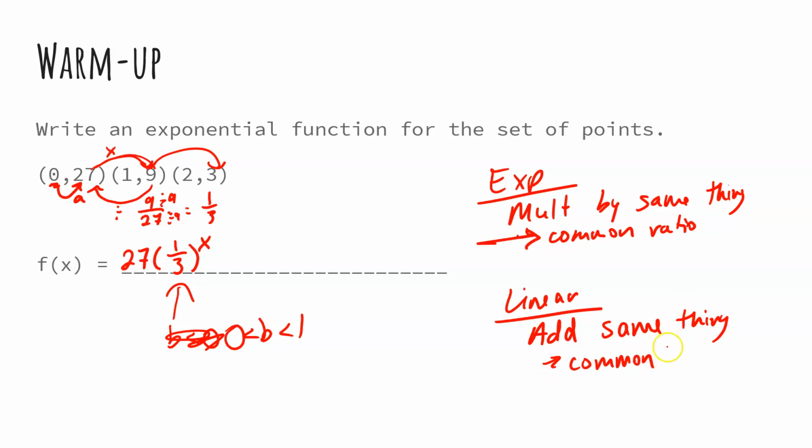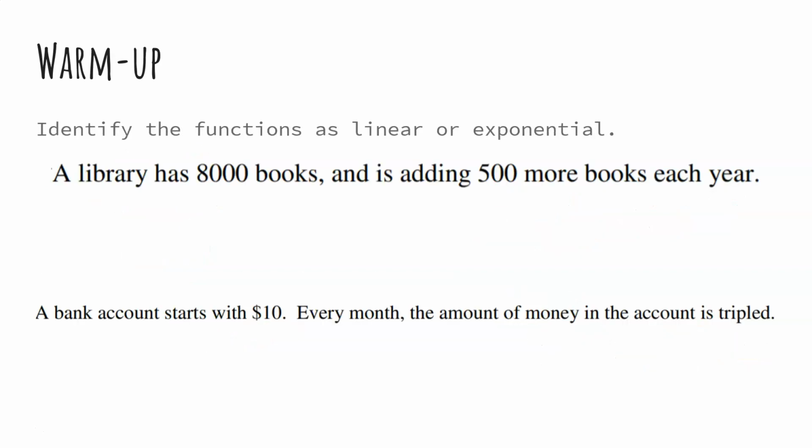And the reason I bring this up is because the last thing we want to be able to do from this section is, given a real world scenario, you need to be able to decide if it's exponential or linear. Okay, so when we look at these two problems, we're going to identify it as linear or exponential. Number 1 says a library has 8,000 books. It's adding 500 more books each year. So thinking about what I just heard, I see adding 500. And again, as soon as it's adding, that means it's linear.